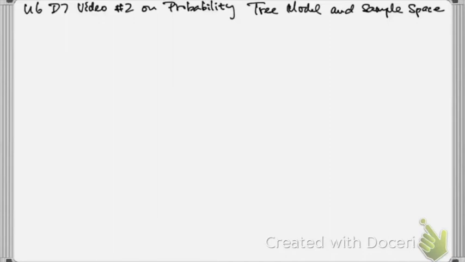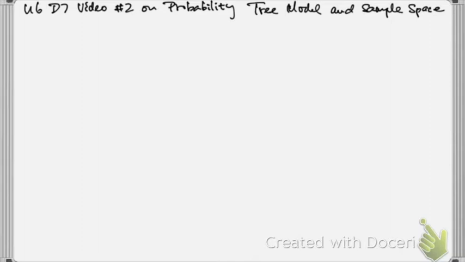Hello students, in this video we're going to talk about the probability tree model some more, as well as revisit the sample space. I hope you realize by now that drawing or designing the correct sample space is really going to help us tremendously in finding the probability of whatever we're looking for. If we design the wrong sample space, then it's going to be very, very difficult to get the final probability number.